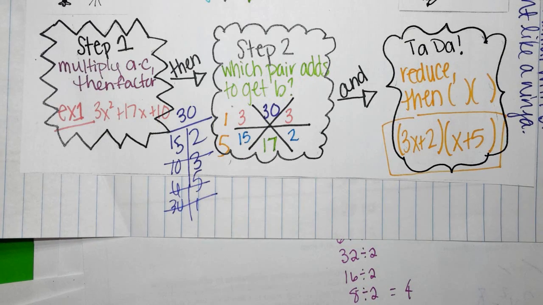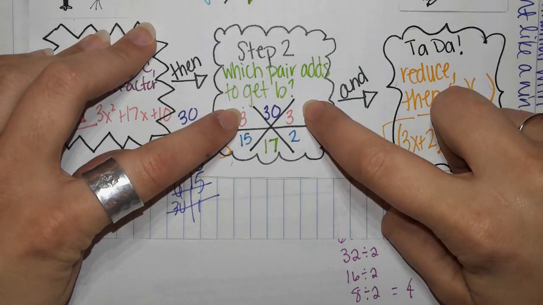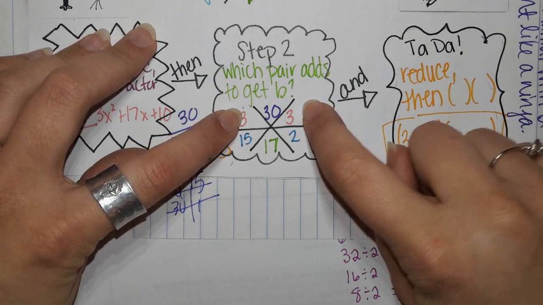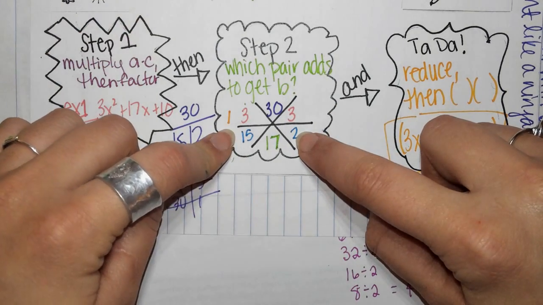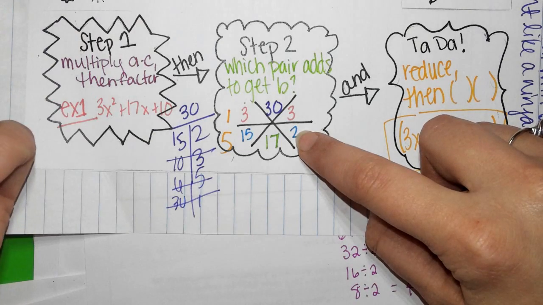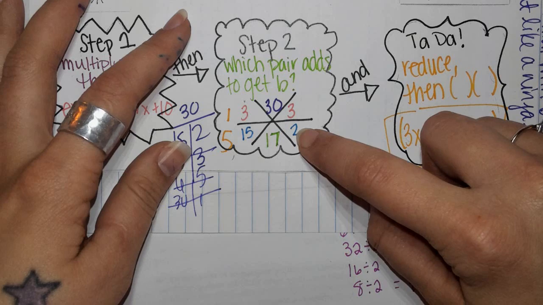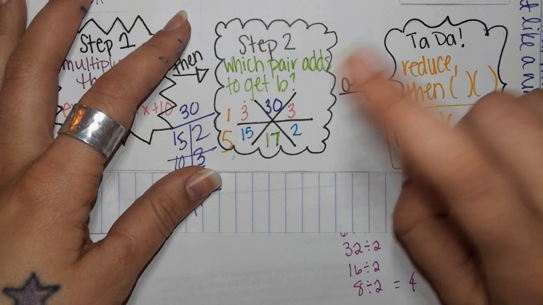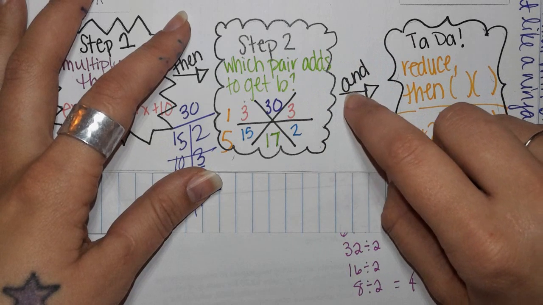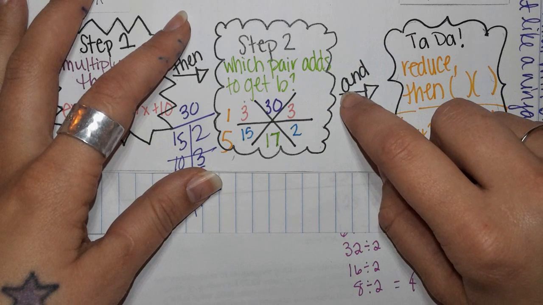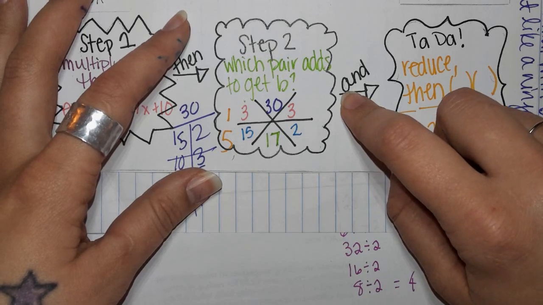Is everybody with me so far? Okay. Then we put the A's on top of our star. Why did we use 15 and 2 again? Because that's what equals 17. Because they multiply to 30, they add to get 17.